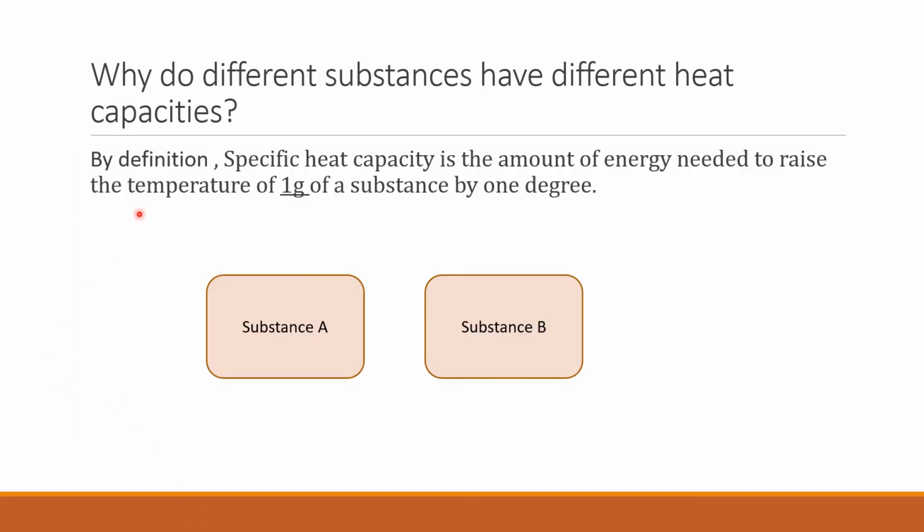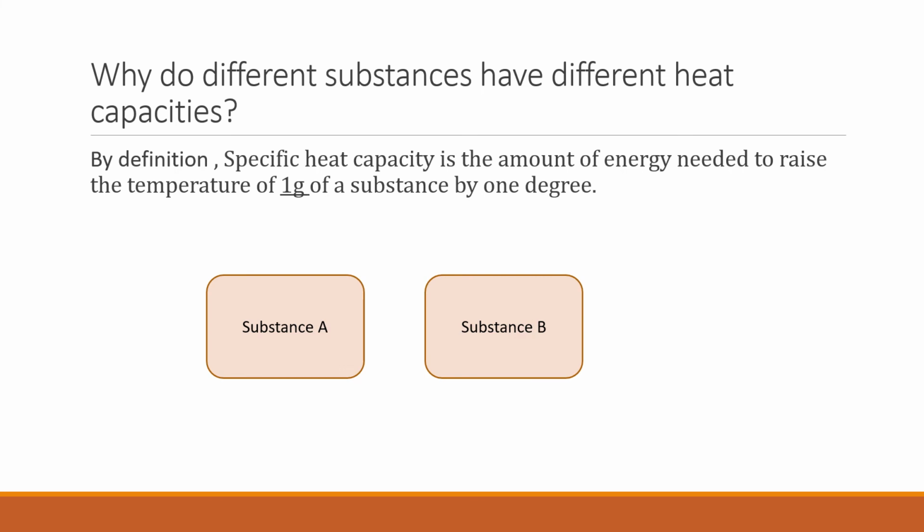By definition, we learned that specific heat capacity is the amount of heat energy needed to raise the temperature of 1 gram of a substance by 1 degree. Now, suppose we have two substances, substance A and substance B, then 1 gram of substance A does not contain the same number of molecules as in substance B. So obviously, the heat capacity of substance A will be different than substance B.